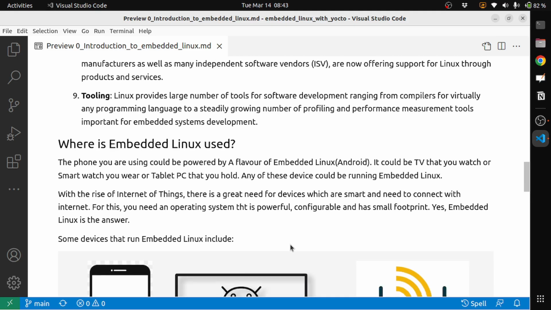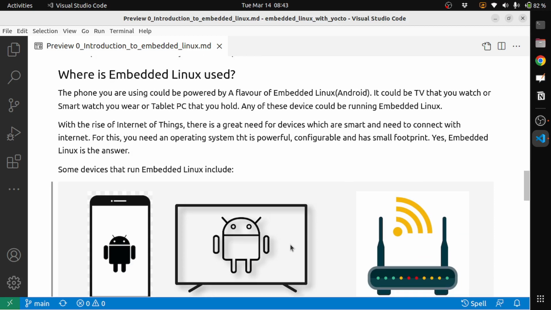Well, now we know what embedded Linux is. Where is embedded Linux used? The phone that you're holding could be powered by a flavor of embedded Linux called Android. It could be the TV that you're watching, or a smartwatch that you wear, or a tablet PC that you hold. Any of these devices could be running embedded Linux. For instance, if a TV is Android TV, it invariably runs Linux, as Android is a flavor of embedded Linux.